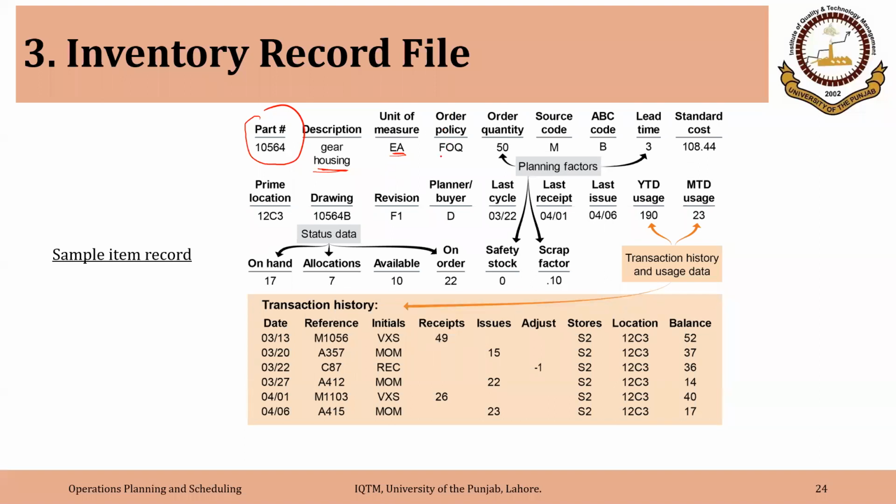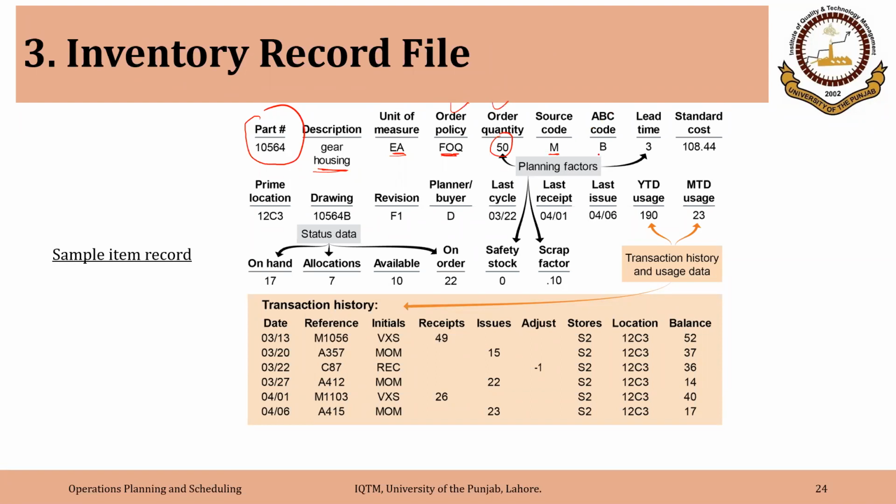The order quantity is a fixed order quantity of 50. So whenever we have to purchase this item, if it is a purchased item, we have to purchase a quantity of 50. Or if we are making this component in-house, then the batch size of the production of this component is 50. So that is the fixed order quantity of 50.